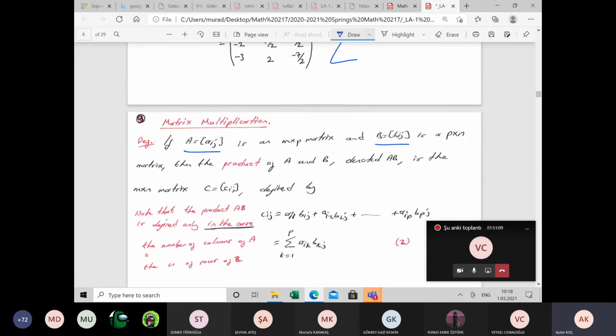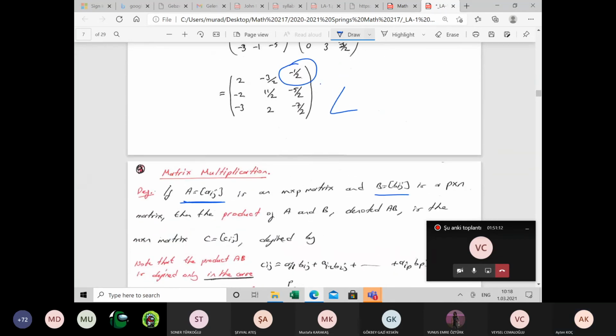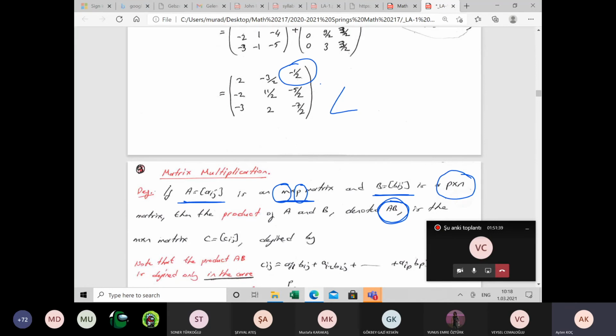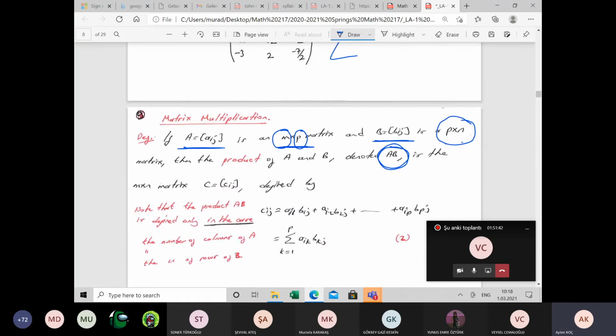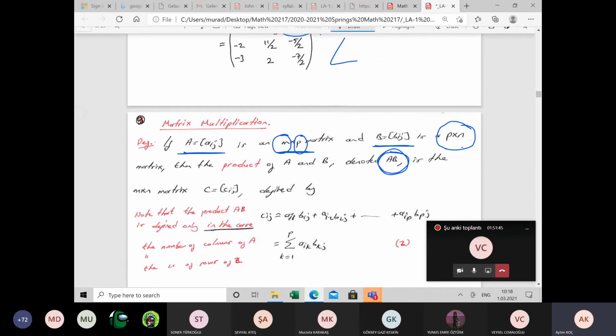What is the multiplication of two matrices? A and B are two matrices, and our aim is to get A times B. But be careful. For example, A is an M by P matrix, which means A contains M rows and P columns, and B should be P by N, containing P rows and N columns. This is important.